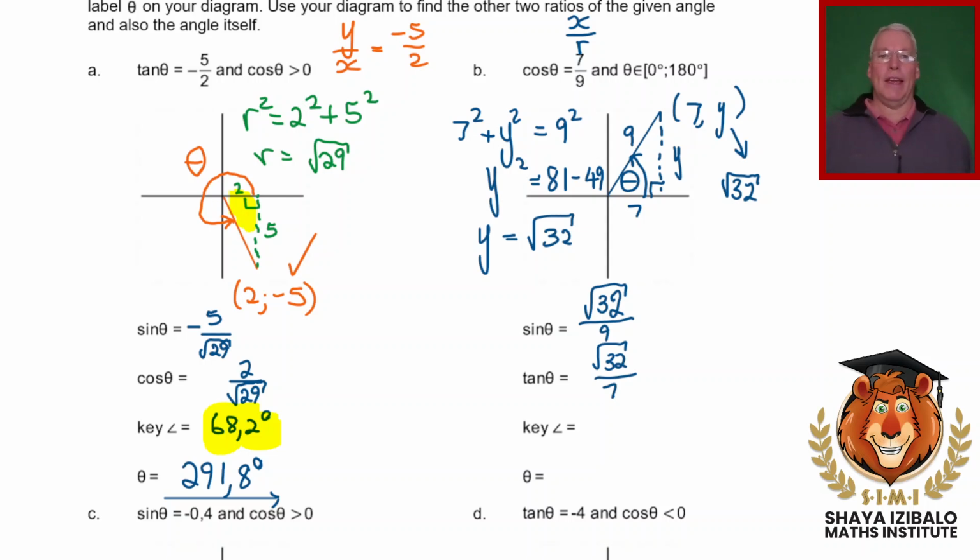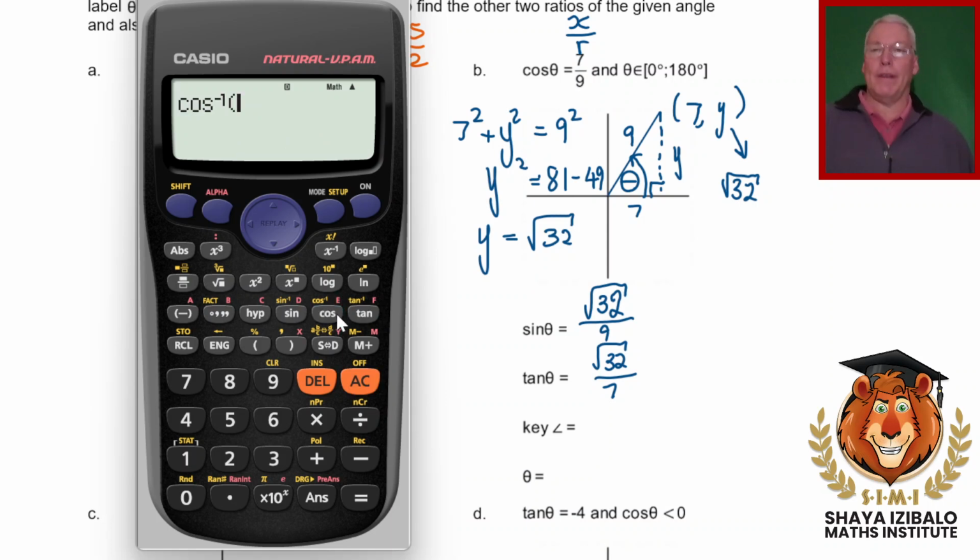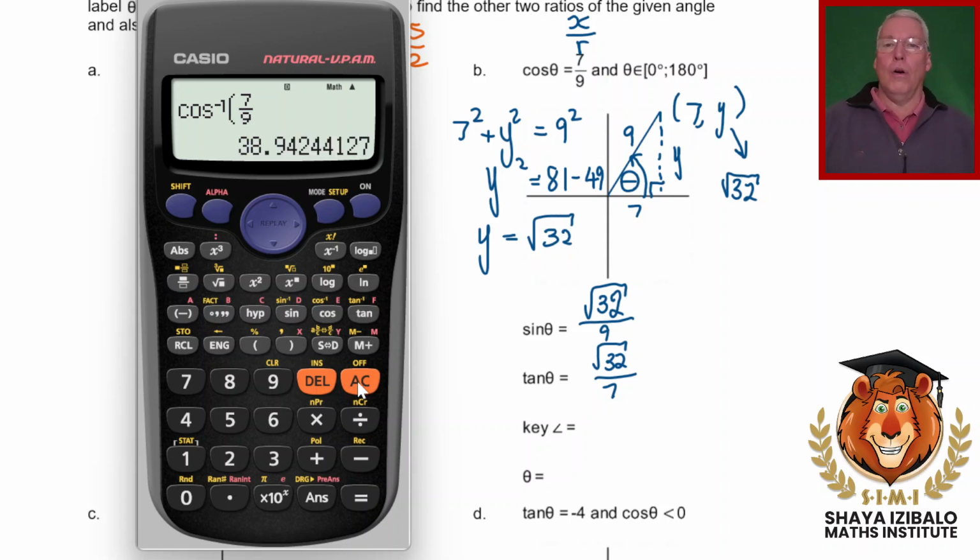Now, in order to find the key angle, I can undo the trig ratio on any one of these. So, for example, I could undo cos on 7/9. Undo cos of 7 over 9, and I get about 38,9 degrees. Okay? Or we could undo sine, shift sine of the square root of 32 over 9. Square root 32 over 9. And we get exactly the same number.